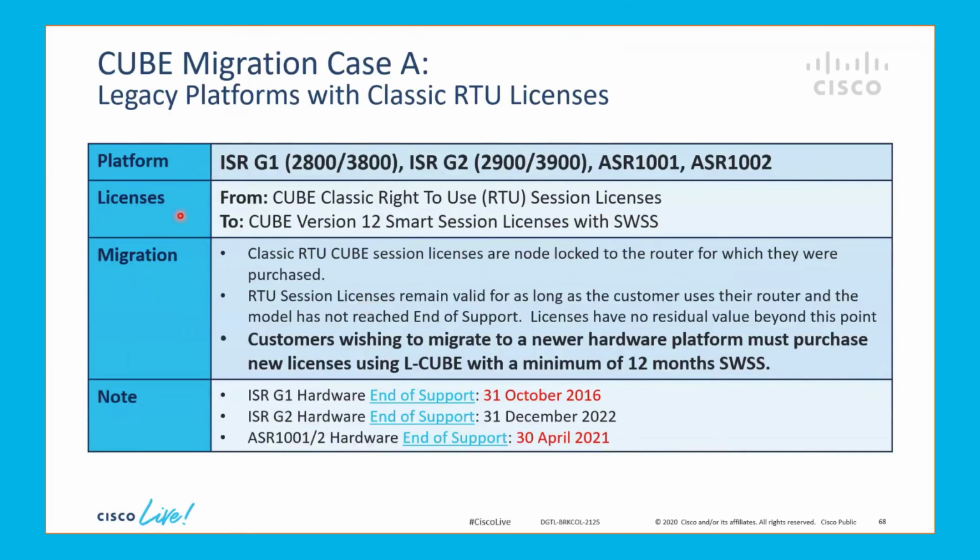So the scenario in this case is going from those RTU licenses to Smart CUBE version 12 smart licenses with SWSS. So keep in mind the classic right-to-use CUBE session licenses, the paper licenses, were node locked to that particular router for which they were purchased, and they remain valid for as long as the customer uses that router and that model has not reached end of support. Beyond that, those licenses have no residual value.